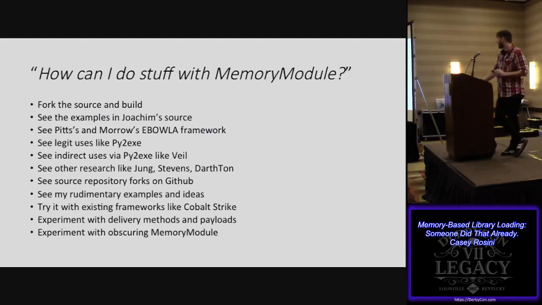Look at Joachim's source examples. Like I tried to demonstrate, it's super simple to use and super simple to modify. Look at legit cases like PyDX even, Pitts and Morrow's Ebola framework, all the other research repositories. Maybe even try it with existing frameworks like Cobalt Strike or their artifact kit. I know those guys are here, so maybe they'll consider doing something like that, or you guys can do it as well. Experiment with the different delivery methods.